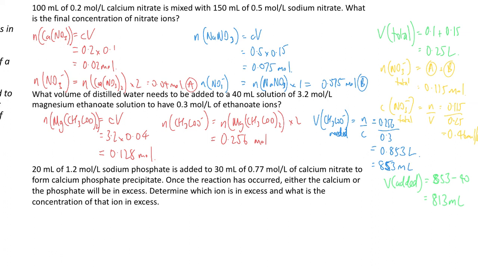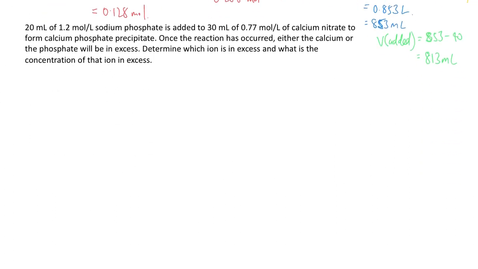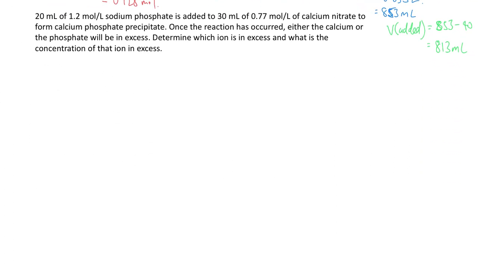All right, last question. 20 mL of 1.2 mole per liter sodium phosphate added to some amount of calcium nitrate to form calcium phosphate precipitate. Once the reaction has occurred, either the calcium or phosphate ions will be in excess. Work out which one is in excess and work out the concentration. So this is a limiting reagent question, right? We need to work out the equation first.